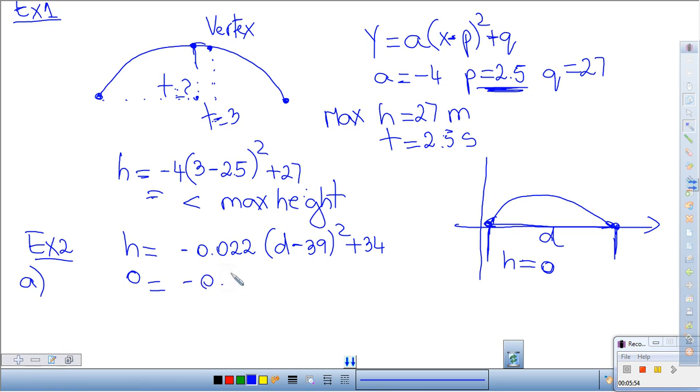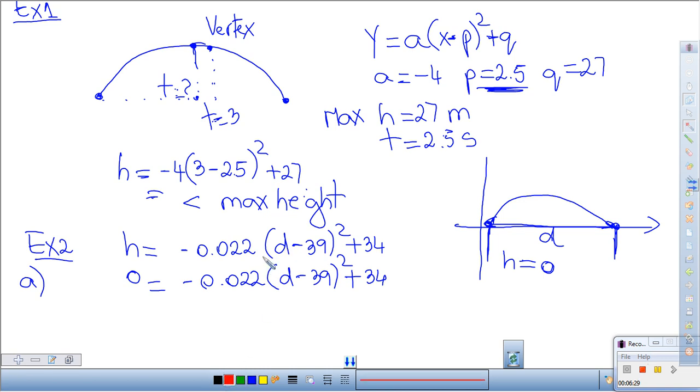0 equals negative 0.022 times d minus 39 squared plus 34. Now remember what we discussed in class. Whenever we're trying to solve a quadratic equation and my variable is already contained in a perfect square, I don't want to expand and simplify the perfect square, because whenever I want to take what's inside a perfect square, the end goal is to square root the equation. So I am going to isolate it.